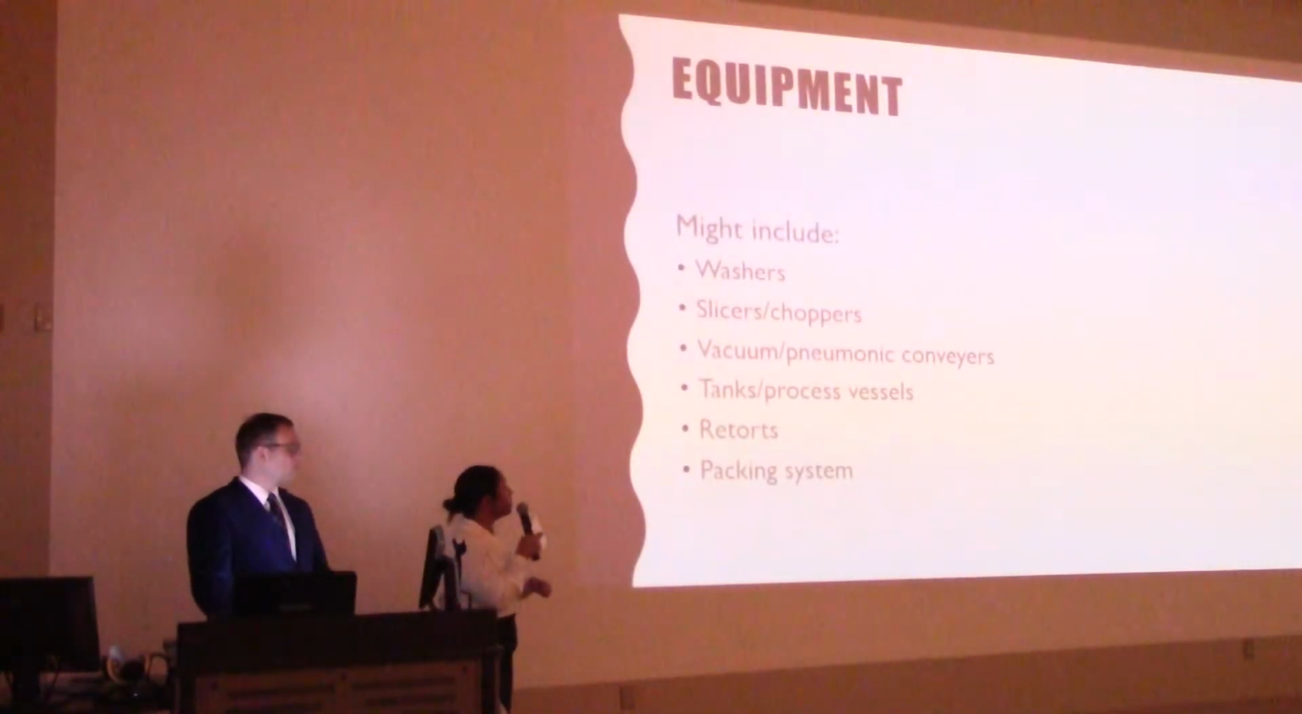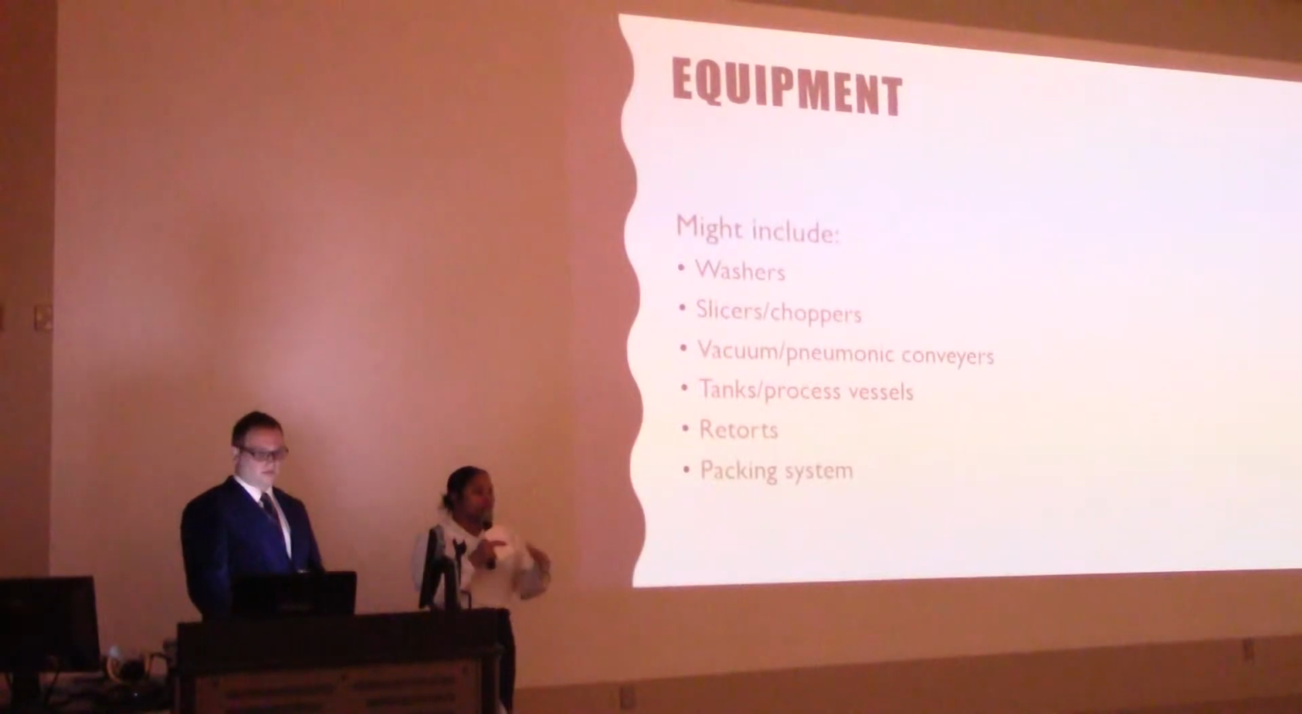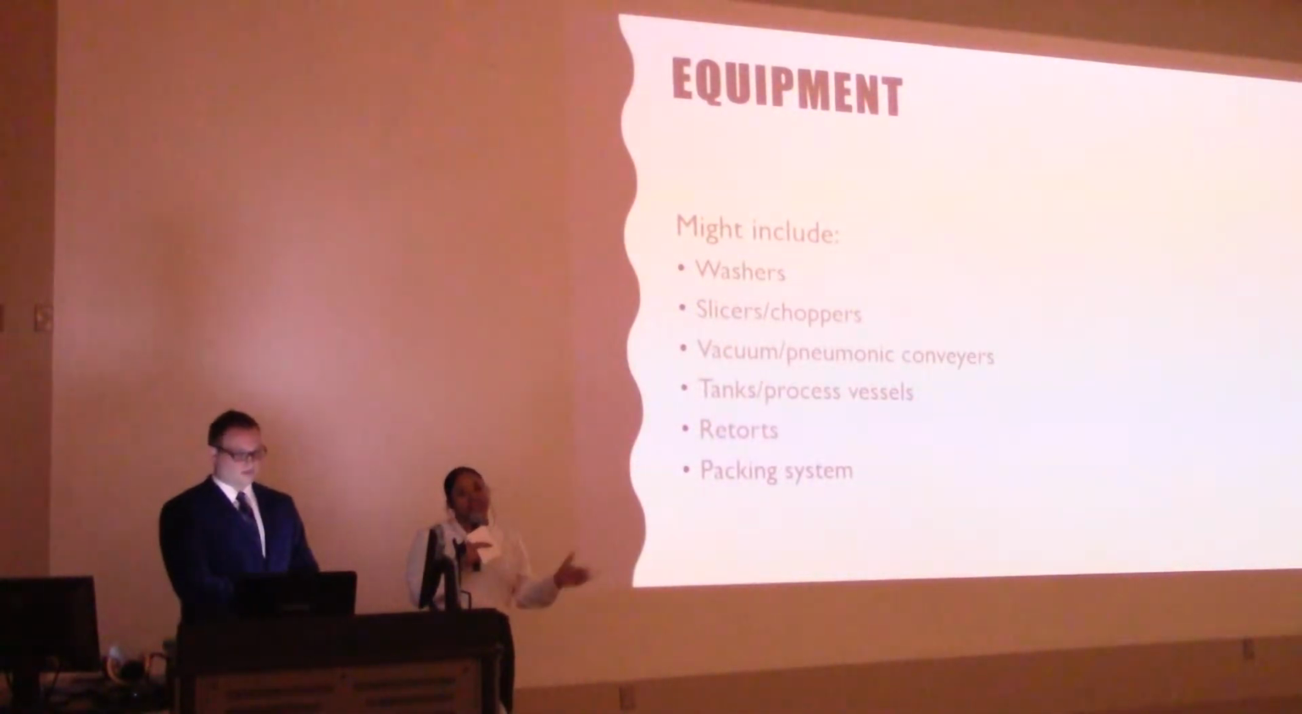These are some equipment pieces that will be used throughout the process of making jam. A washer, like I said before, is basically where they go through and do extra cleaning of the fruit, which is basically done with water. We have a slicer and a chopper, which is basically the part of the machine with blades that cuts up the fruit.